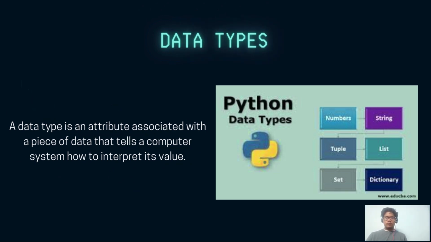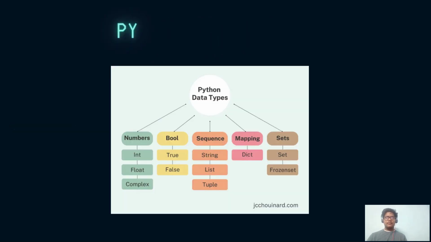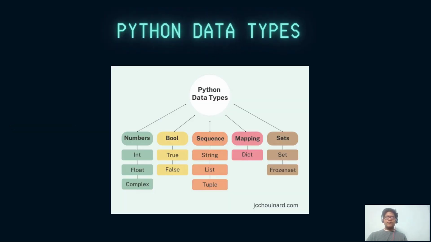Now, let's move on to the next topic, that is data types in Python. So, let's see what are those. A data type is an attribute associated with a piece of data that tells a computer system how to interpret its value. Now, let's check different data types in Python. There are different data types in Python such as numeric data type, boolean data type, sequential data type, mapping data types, and set data type. Let's see each of them.